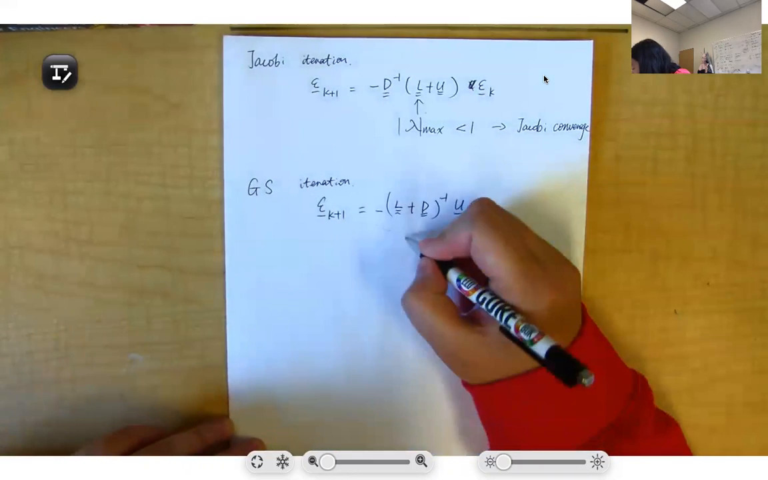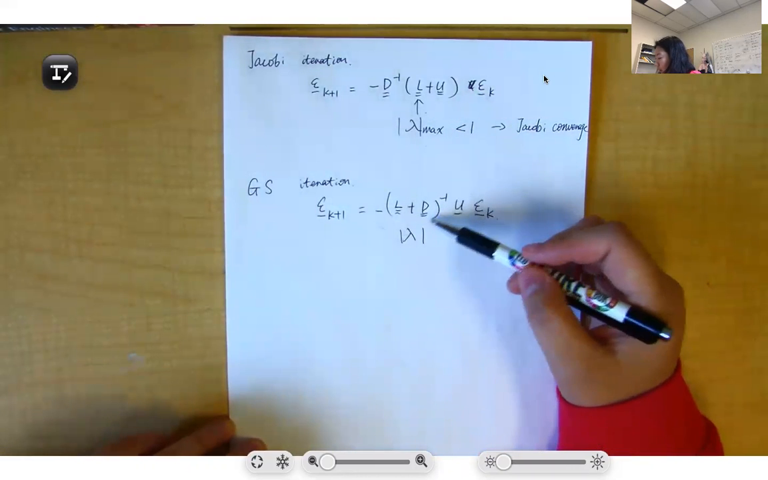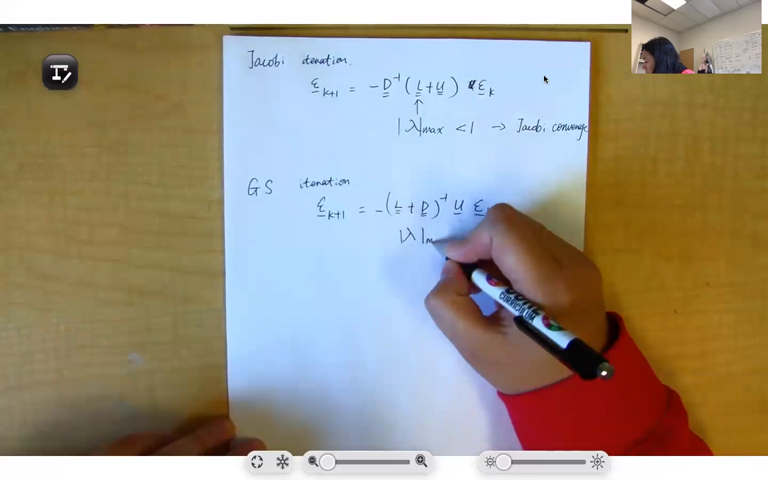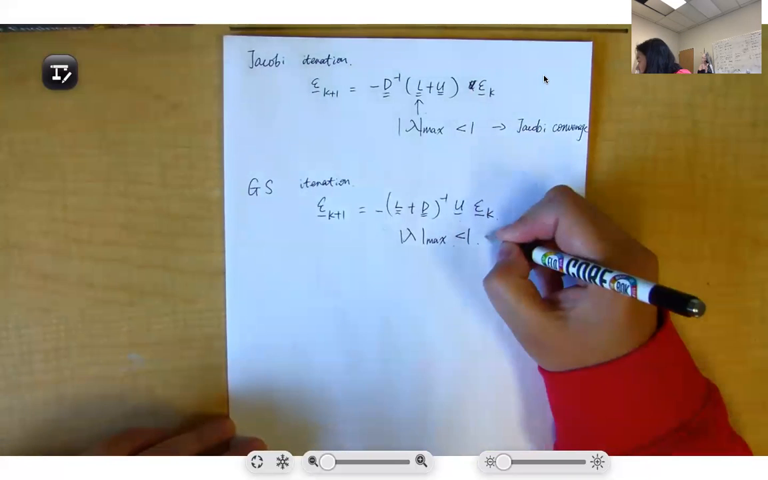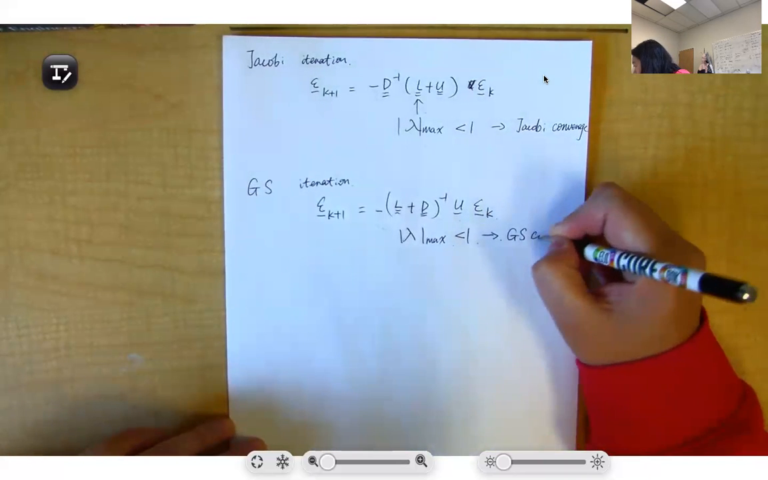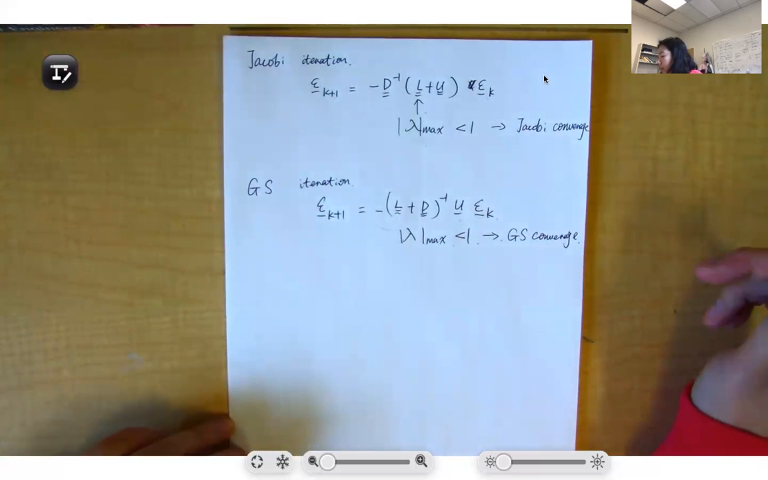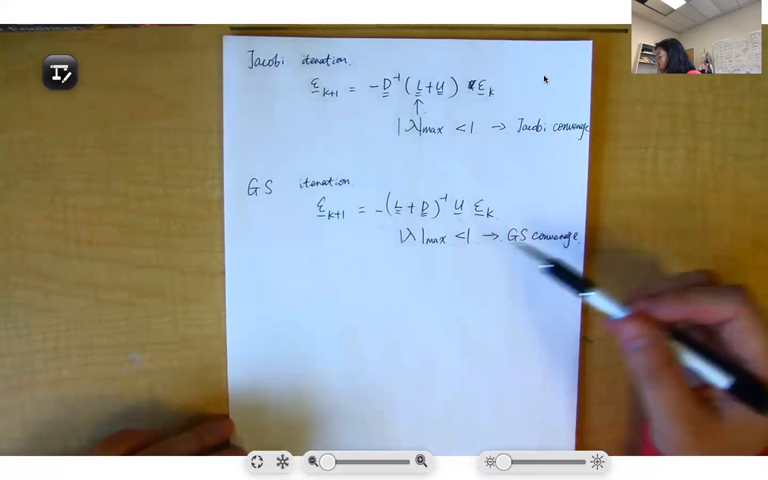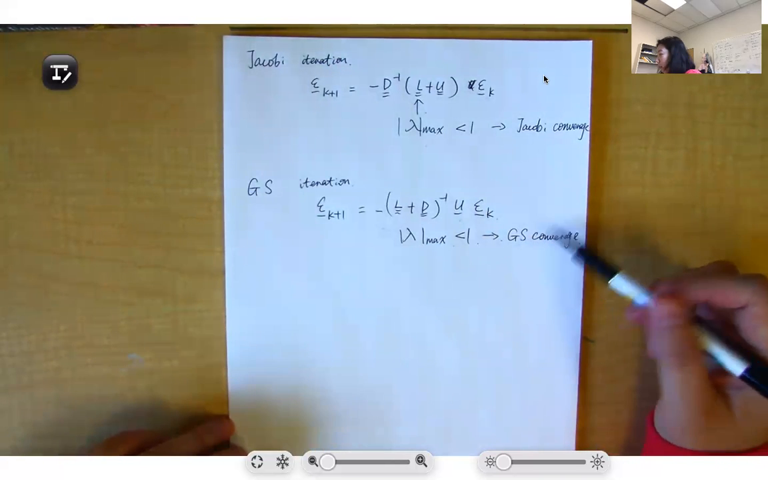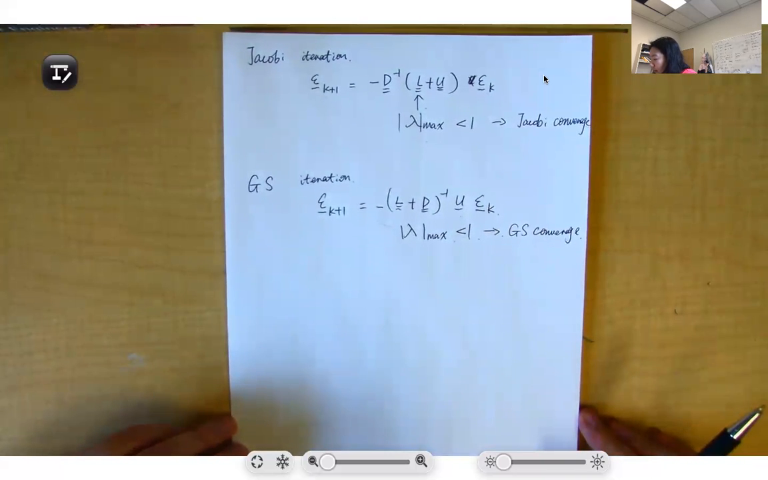And similarly, if the maximum absolute value of the eigenvalues of this matrix is smaller than 1, then that means my Gauss-Seidel has converged, and the Gauss-Seidel iteration can work. If the maximum absolute eigenvalue is over 1, then the Gauss-Seidel iteration won't work and it won't converge. Okay? Then let's draw a picture regarding the Jacobi iteration and the Gauss-Seidel comparison.